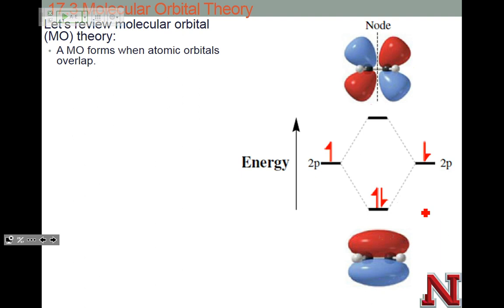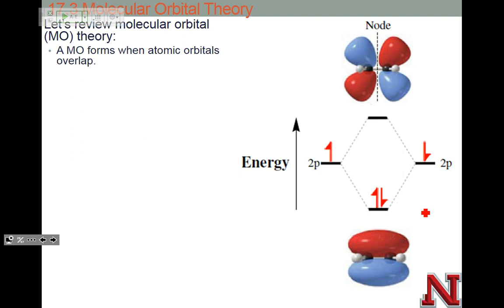A molecular orbital forms when atomic orbitals overlap. Our atomic orbitals, if we're looking at the bond between our two carbons here for this pi bond, are an unhybridized p orbital on each carbon. So each carbon has an unhybridized p orbital. So that's our atomic orbitals. We have 2.